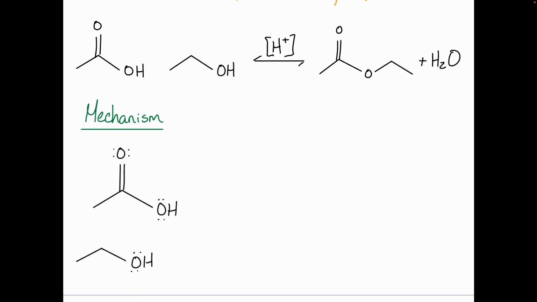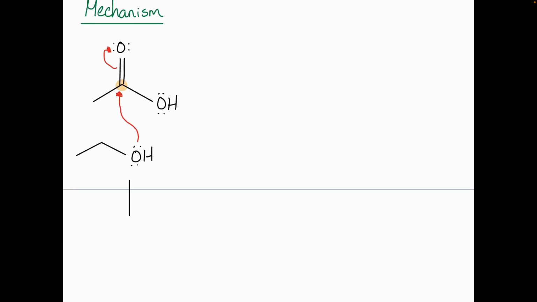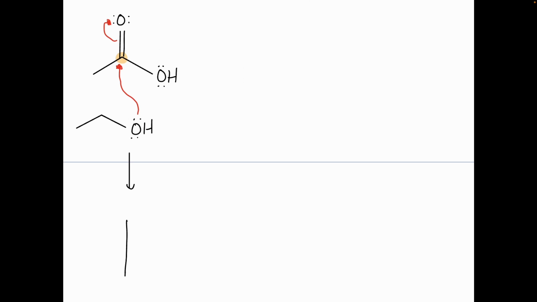All right. If we're starting with a carboxylic acid and our alcohol, again, our carbonyl carbon is going to play the role of an electrophile, get attacked by that nucleophilic oxygen of our alcohol. All right, so if we did this as our first step here, we would get this tetrahedral intermediate.